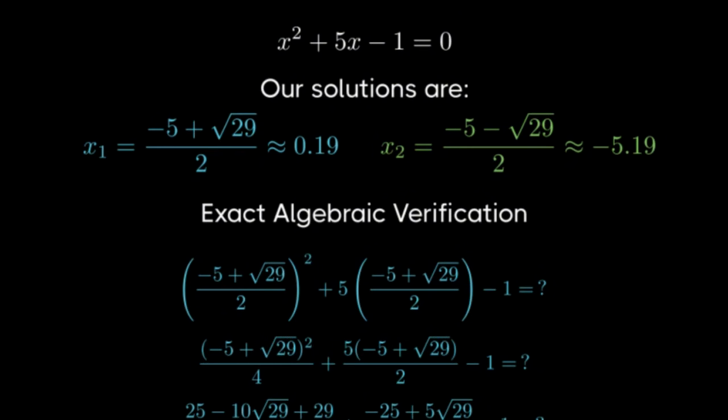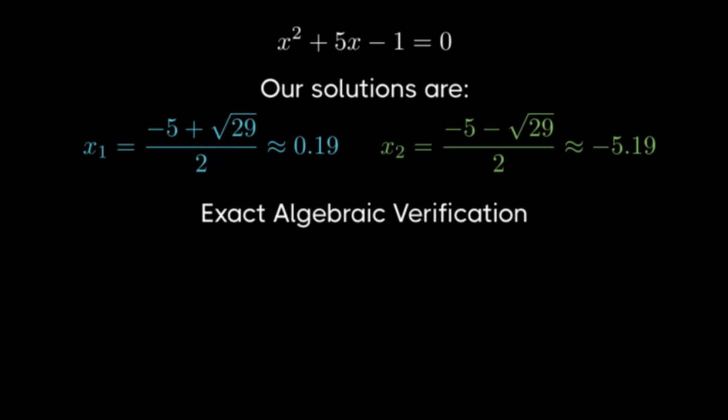For the second fraction, we need to convert it to an equivalent fraction with denominator 4 by multiplying both numerator and denominator by 2. Now that our fractions have the same denominator, we can add them together. In the numerator, we get 54 minus 10 times square root of 29 plus negative 50 plus 10 times square root of 29. The terms with the square root of 29 cancel out, and we're left with 54 minus 50, which equals 4, all divided by 4. This gives us 1, and 1 minus 1 equals 0. This confirms that our exact solution, negative 5 plus square root of 29 divided by 2, is indeed a solution to the original equation. Unlike with our decimal approximation, we get exactly 0 when using the exact algebraic form.